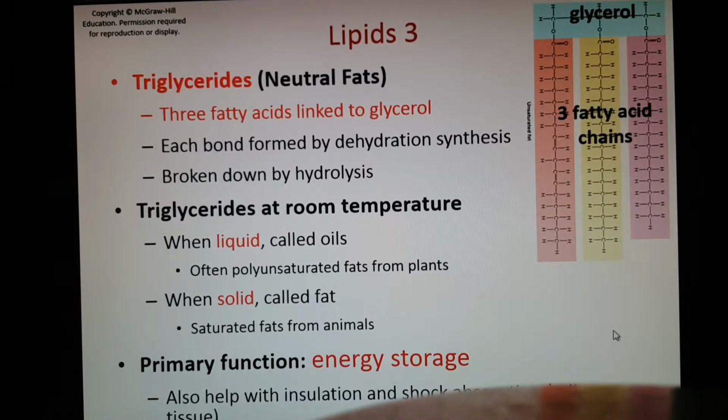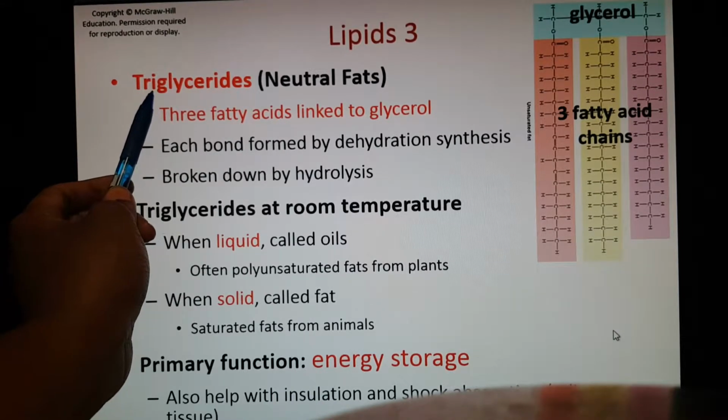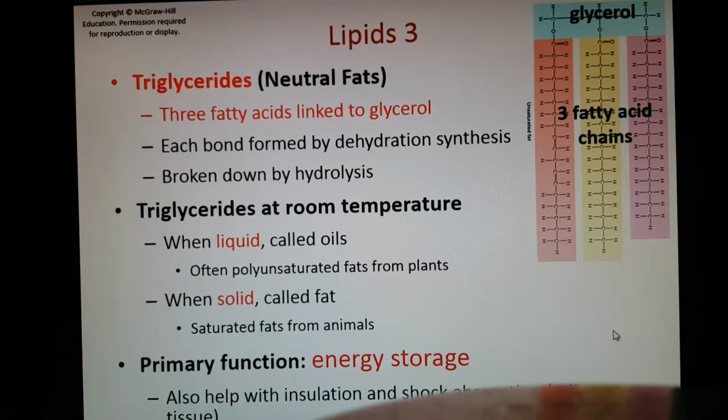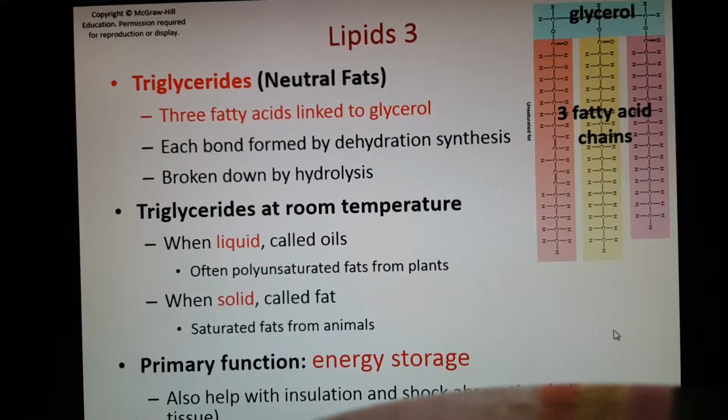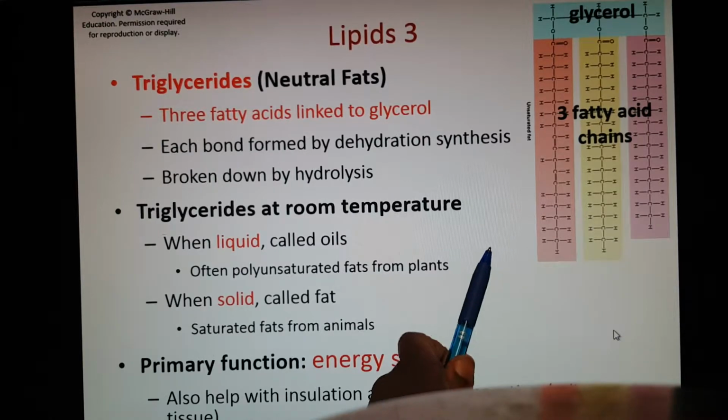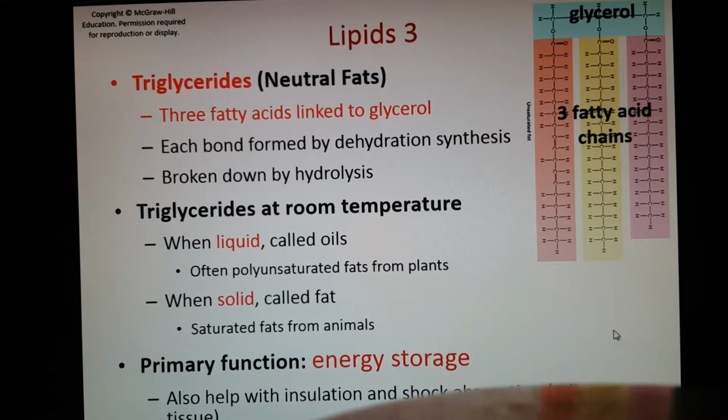Anyway, so triglycerides: we have our tri for our 3 lipids, and then our glyceride part for the glycerol molecule. Each of these bonds is formed by dehydration synthesis, by removing a water from the molecule. By breaking them apart, we're actually able to use those fatty acids as a potential energy source. So the primary function of the lipids is for energy storage.